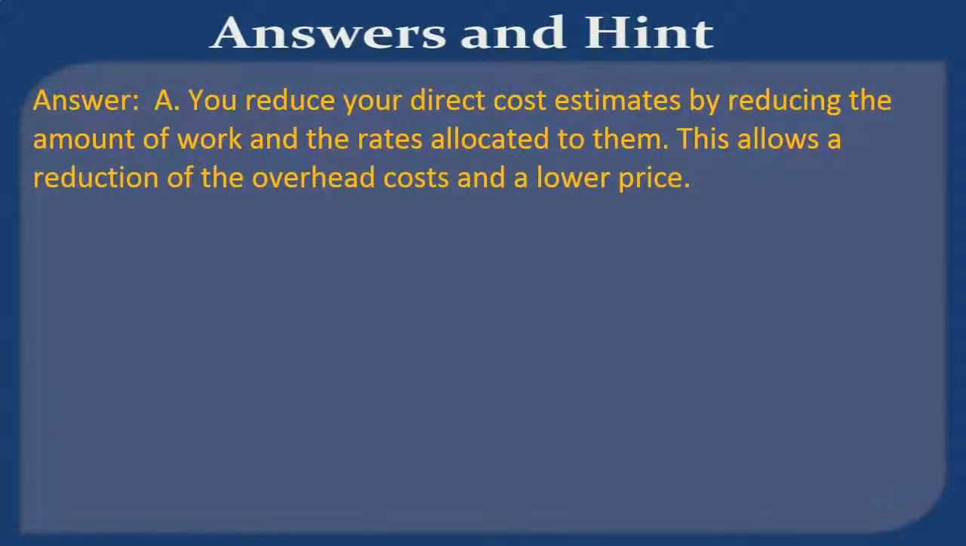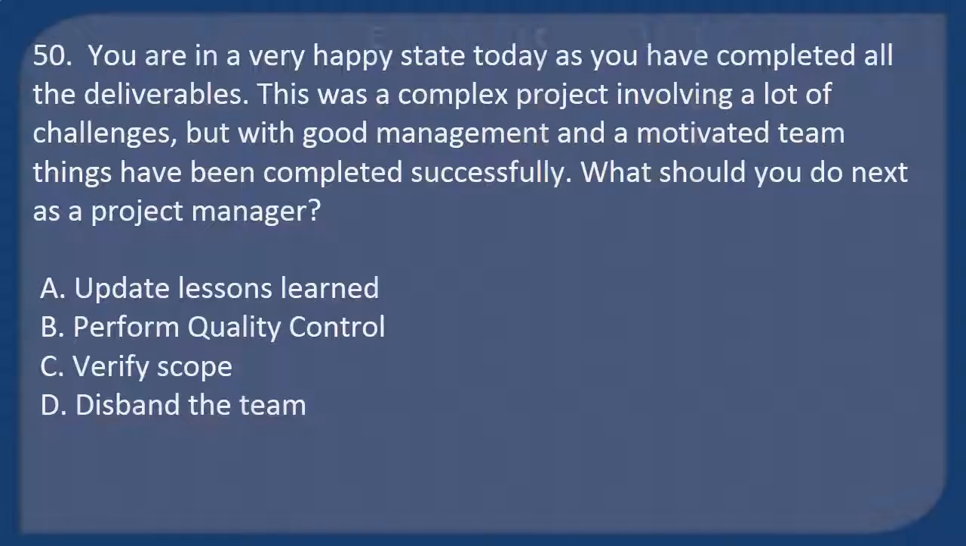Answer: You reduce your direct cost estimates by reducing the amount of work and the rates allocated to them. This allows a reduction of the overhead costs and a lower price. Question 50. You are in a very happy state today as you have completed all the deliverables. This was a complex project involving a lot of challenges, but with good management and a motivated team things have been completed successfully. What should you do next as a project manager?